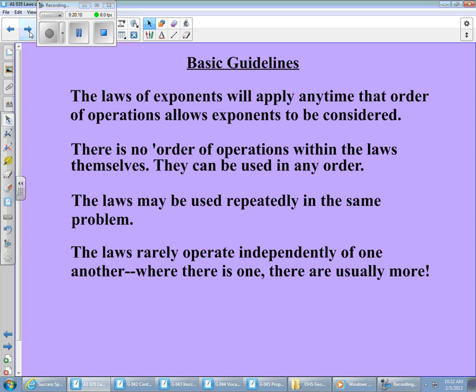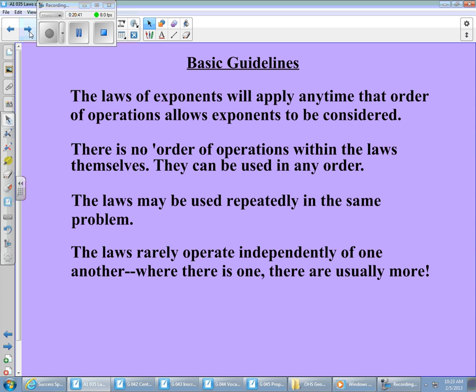The third little guideline: the laws may be used repeatedly in the same problem. What that means is you may start off a problem doing Law 1, and that's the way a lot of people choose to. They like to do Law 1 first, and that's fine. But that doesn't mean when you finish Law 1 that Law 1 might not show back up again in the exact same problem. So if you need Law 1 9 different times in a problem, then just keep on hammering on it until you finally get the problem finished.